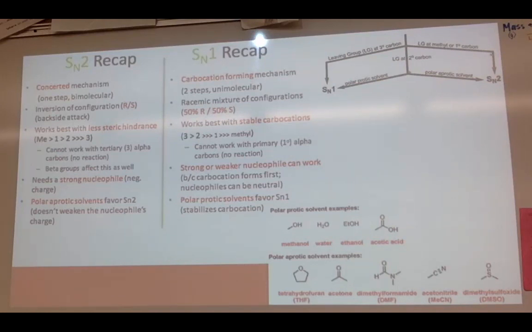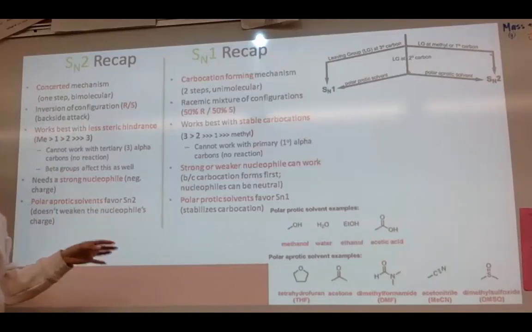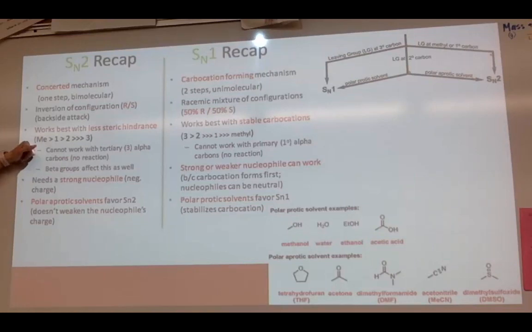And then SN2 happens with aprotic solvents. If you have aprotic solvents, that's going to favor SN2 because aprotic doesn't affect the nucleophile's charge. Now the difference between protic and aprotic, it's down here, so we'll talk about the difference between the two. But the type of solvent, we go in this order. We look at the type of carbon that we have. Then we look at the nucleophile. Then we look at the solvent.